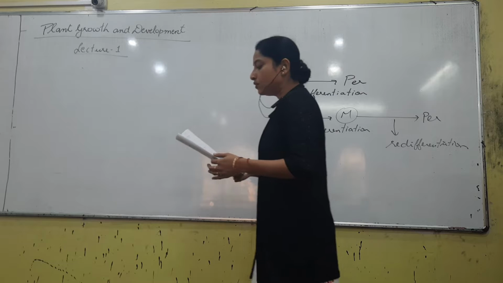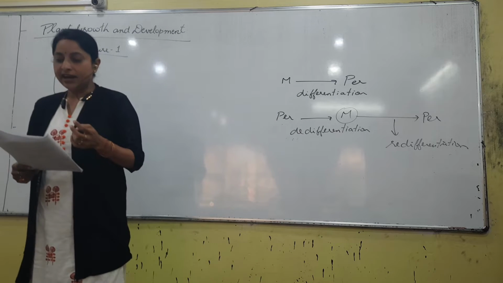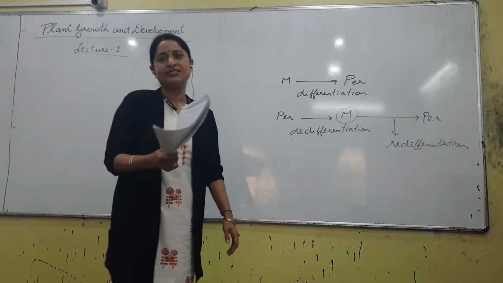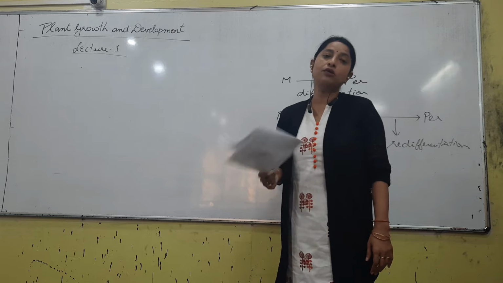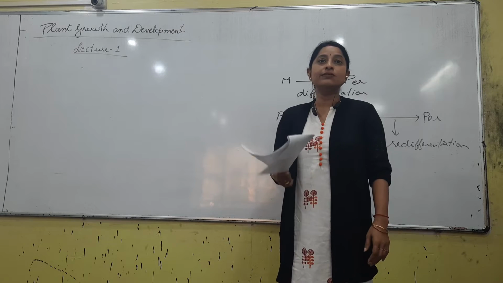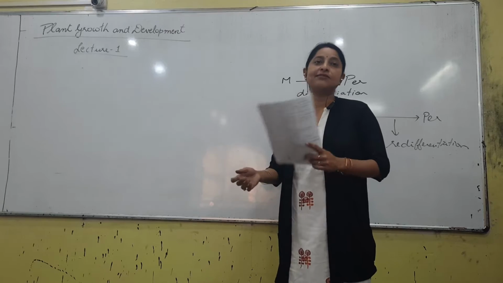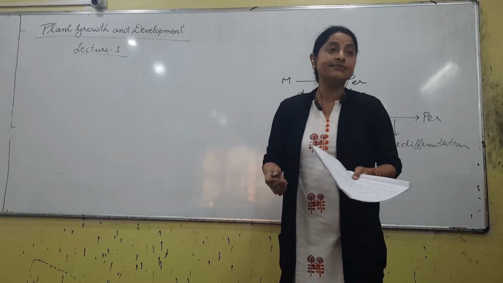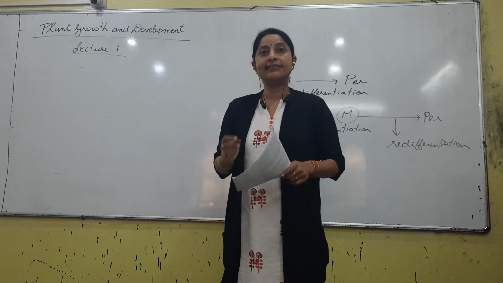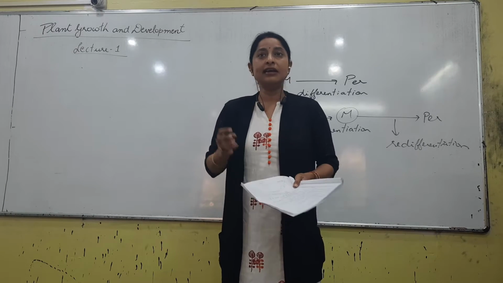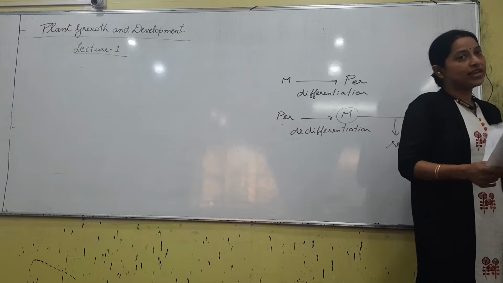Next is measurement of growth. How will you measure? You can measure growth in terms of fresh weight, dry weight, length, volume, number, surface, etc. In an adult plant, what is the most common way that we observe growth? It is the increase in height. And suppose we are talking about unicellular organisms, and we say the organism is growing, what do we understand? The number of cells has increased, right?